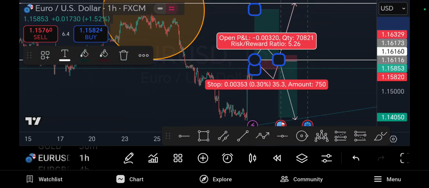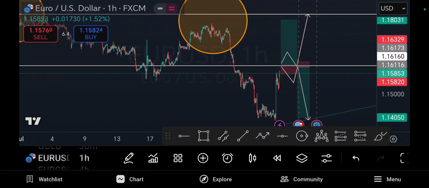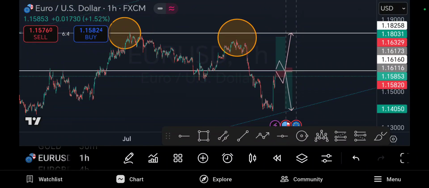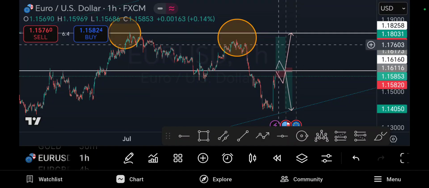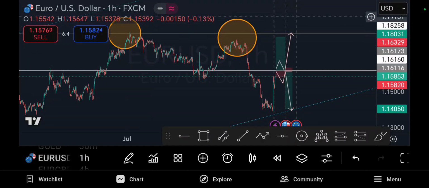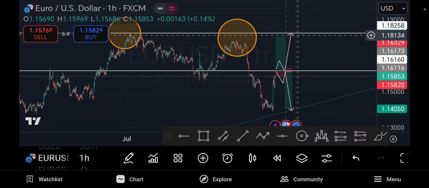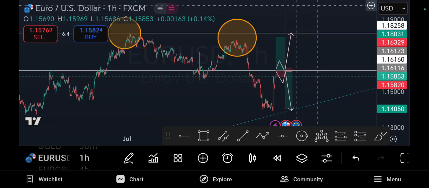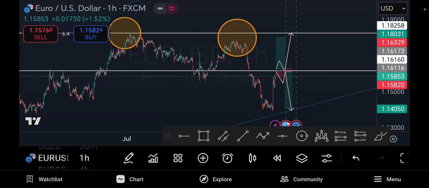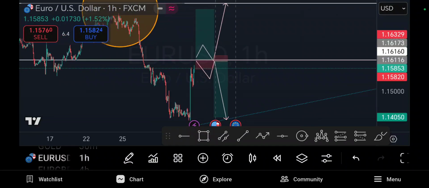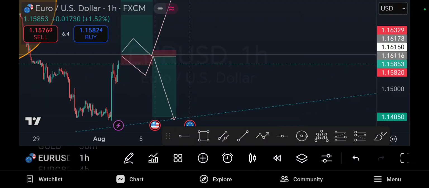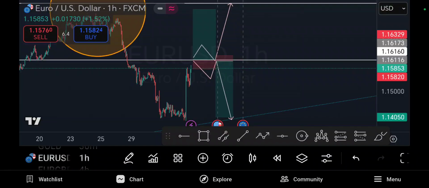With the buys, it's different. If it breaks out of here, I'm planning to take it up to there, crossing above, creating a new high, coming back to retest and pushing further up. But we follow the market. We don't tell it what to do, because it's no one's friend. This is the Euro USD.